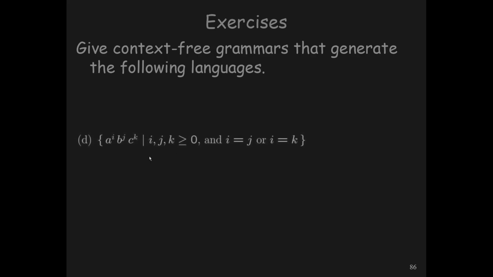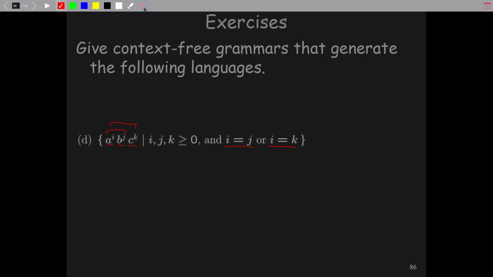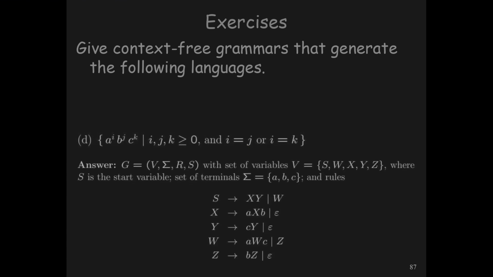Now this one's a little more interesting. A to the I, B to the J, and C to the K, where either I equals J or I equals K, or both. Okay? So it can be that these two are equal, or these two are equal, I and K. So you have two choices here, okay? This might look complicated at the start, but let's take it step by step.